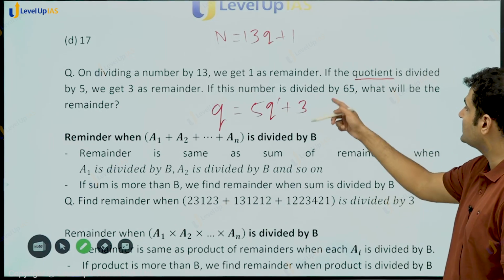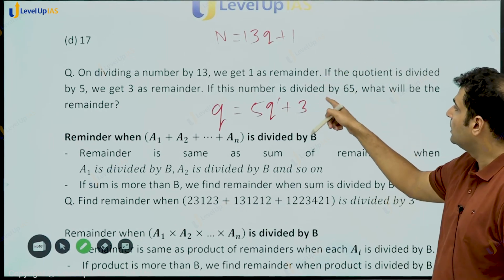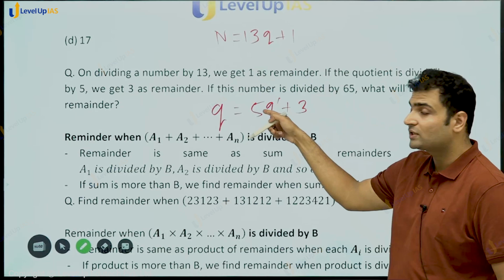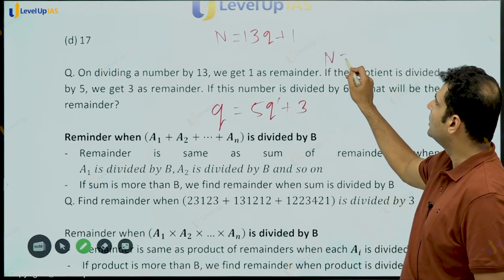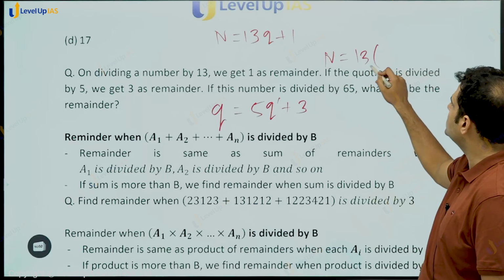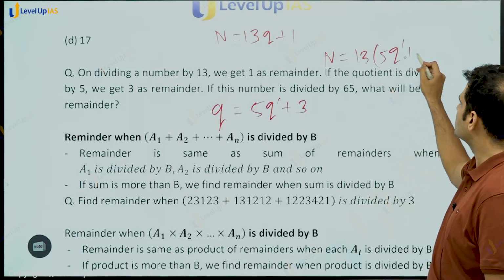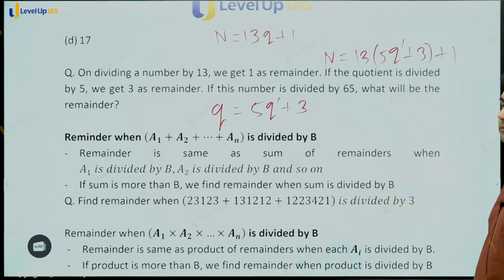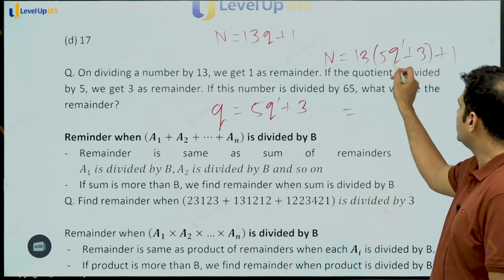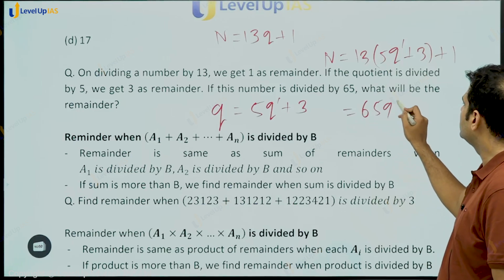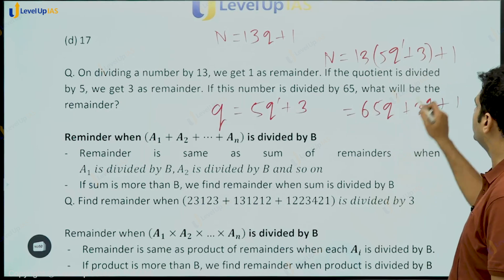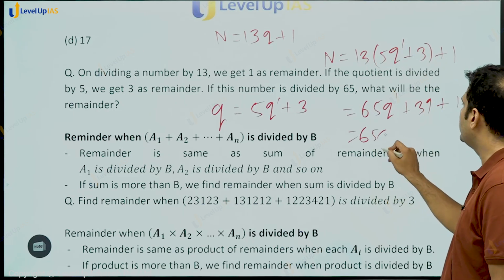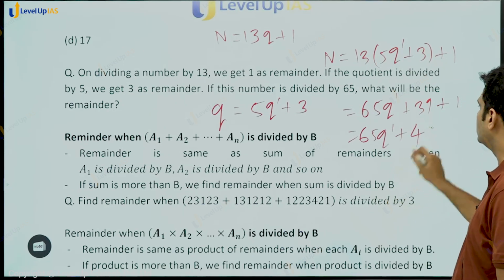We want to divide this number by 65. Now observe, 13 times 5 is 65, right? So just put this quotient here. So the number is equal to 13 into (5q' plus 3) plus 1, which is equal to 13 times 5, 65q', plus 13 times 3, 39, plus 1, which is equal to 65q' plus 40.